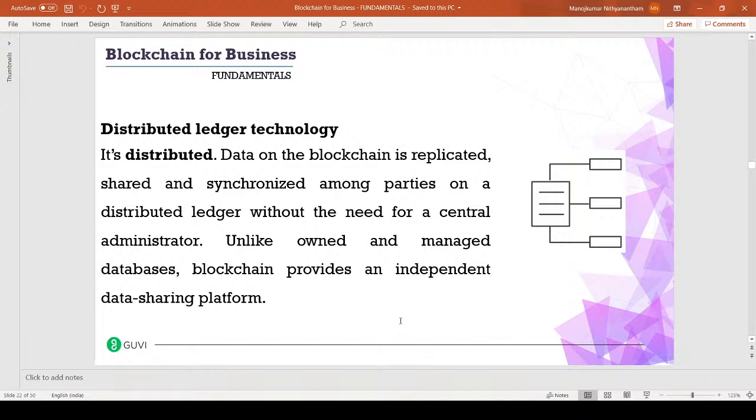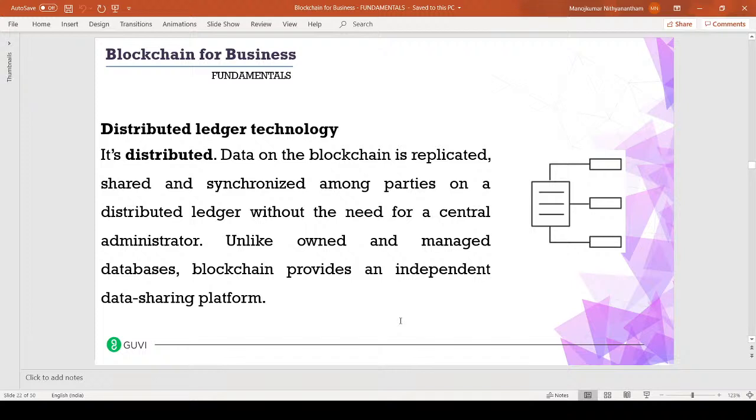Now first, distributed ledger technology. We will go back to the same cricket scorecard example we have discussed. Distributed ledger technology is replicated, shared and synchronized. Synchronized means any change that happens in the data is informed to all the parties that are part of the distributed ledger without the need of a central administrator.